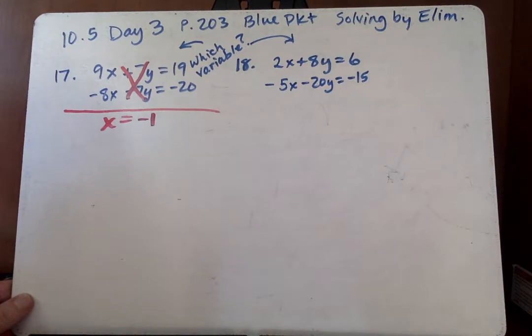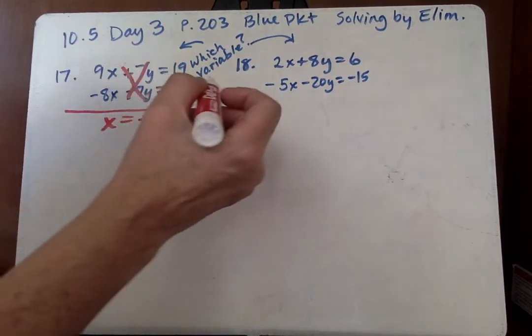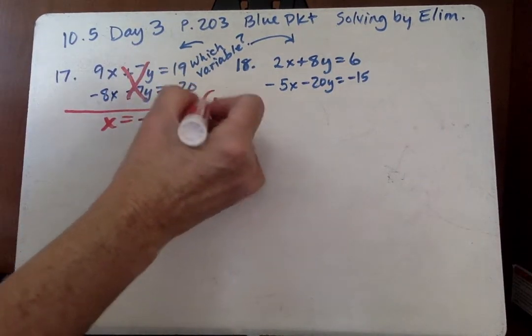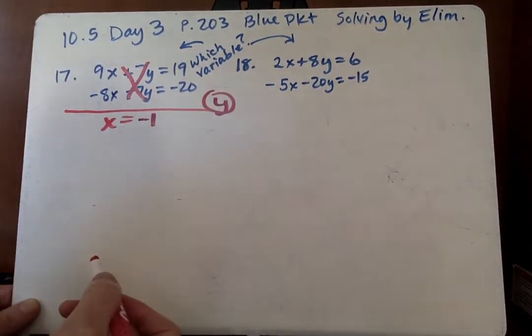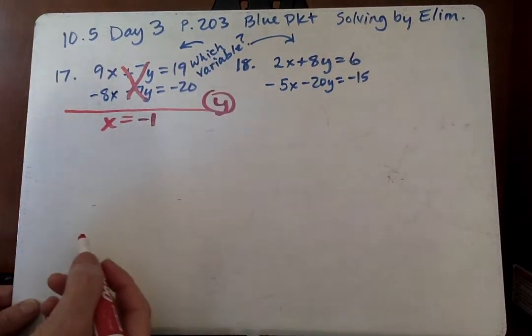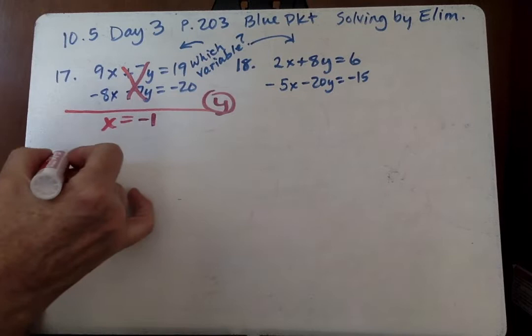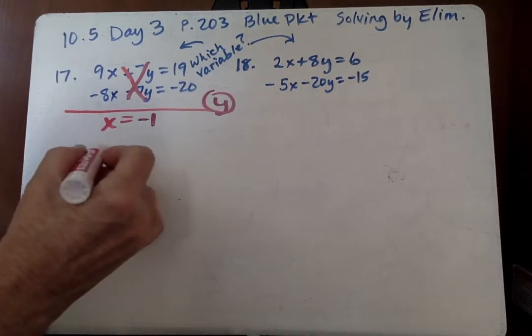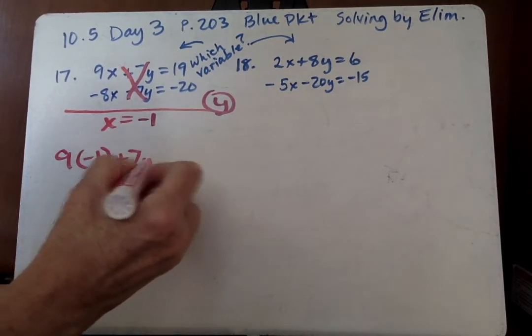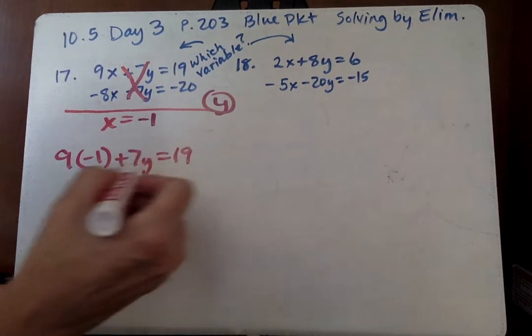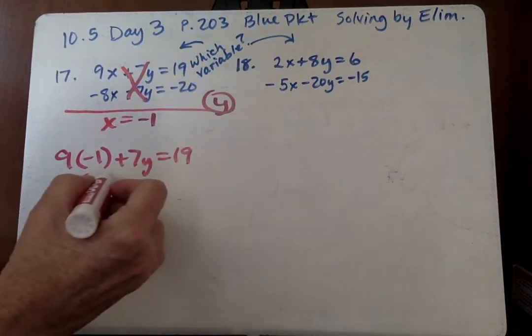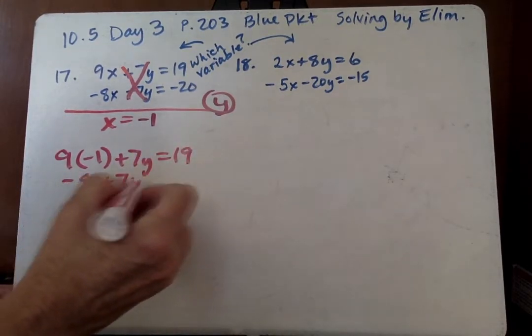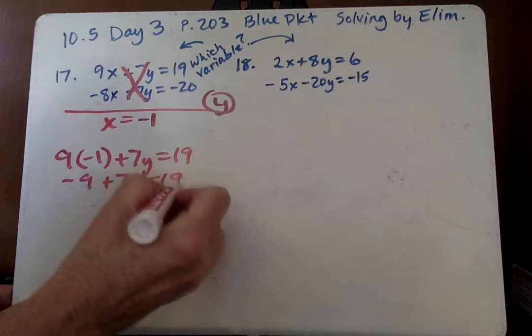Now we need to figure out y. So which variable do you eliminate? And you want to put y in for that part of number 17. So after we get -1, we can plug it back into our equation. 9 times -1 plus 7y equals 19. So -9 plus 7y equals 19.